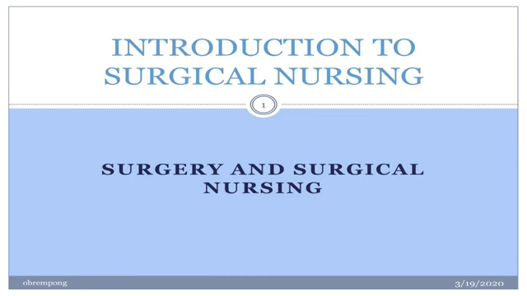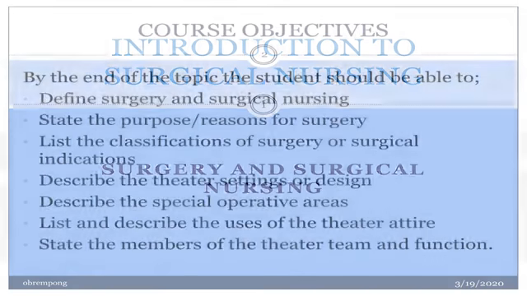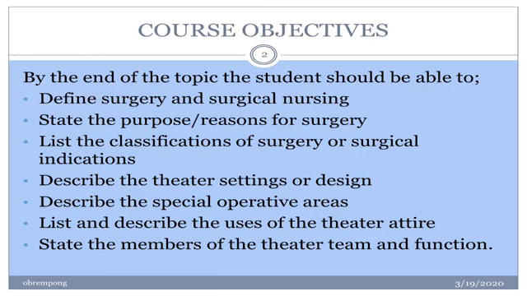So today we're looking at surgery and surgical nursing. We are introducing ourselves properly to the course. That is the subtopic for today. So this is our course objective. By the end of the topic, the student should be able to define surgery and surgical nursing, state the purpose or reasons for surgery, and then why are you going through surgery? There's a need for whatever that we do. List the classifications of surgery or surgical indications, and then describe the theater setting or design.